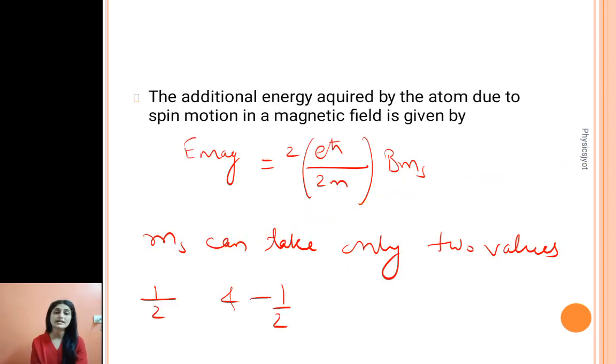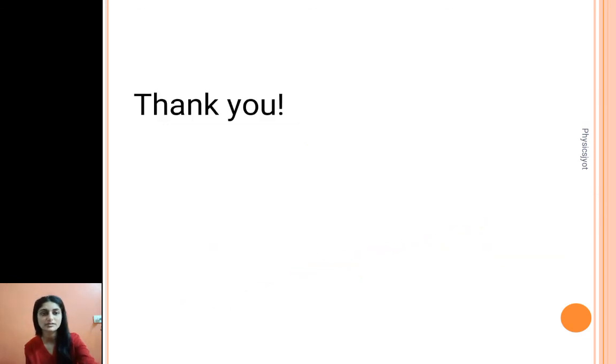Now, the additional energy acquired by the atom due to spin motion in a magnetic field is given by E_magnetic equals 2 times eħ/2m into B m_s, and in orbital motion the 2 was not there, so the 2 is extra here. And we know that m_s can take only two values, 1/2 and minus 1/2. So this is all about electron spin. In the next lecture we will study the Stern-Gerlach experiment.